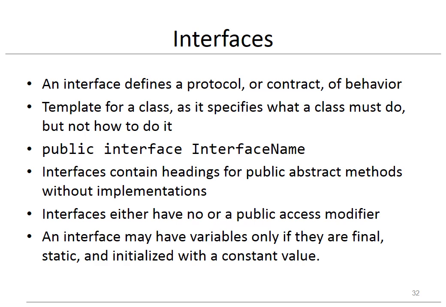Interfaces contain headings for public methods without implementations. All methods in an interface are abstract. It is recommended to add comments to each method to make clear what it is intended for. Interfaces either have no or a public access modifier. An interface may have variables only if they are final, static, and initialized with a constant value.